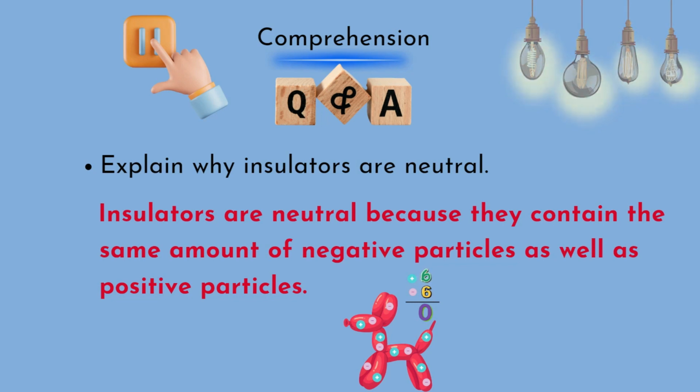Insulators are neutral because they contain the same amount of negative particles as well as positive particles. Here is an oversimplified picture for this explanation. The balloon contains 6 positive particles and 6 negative particles. If you add them together, you get a value of 0, which means that the object is neutral.